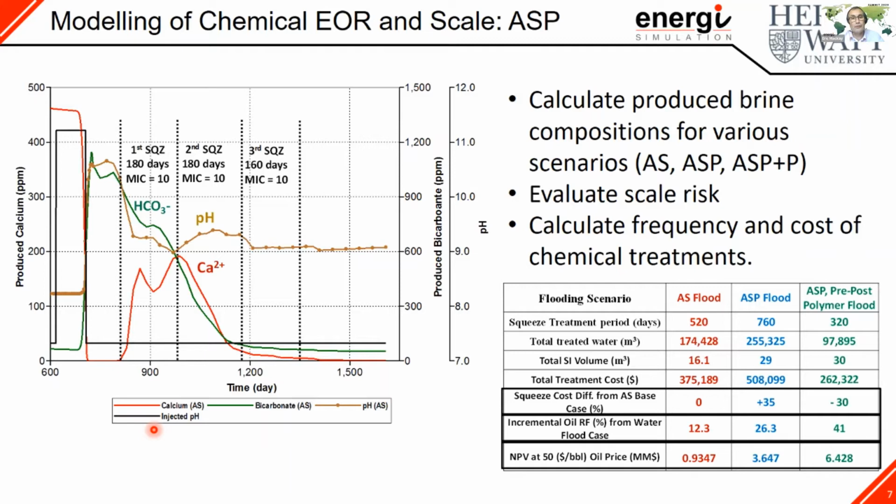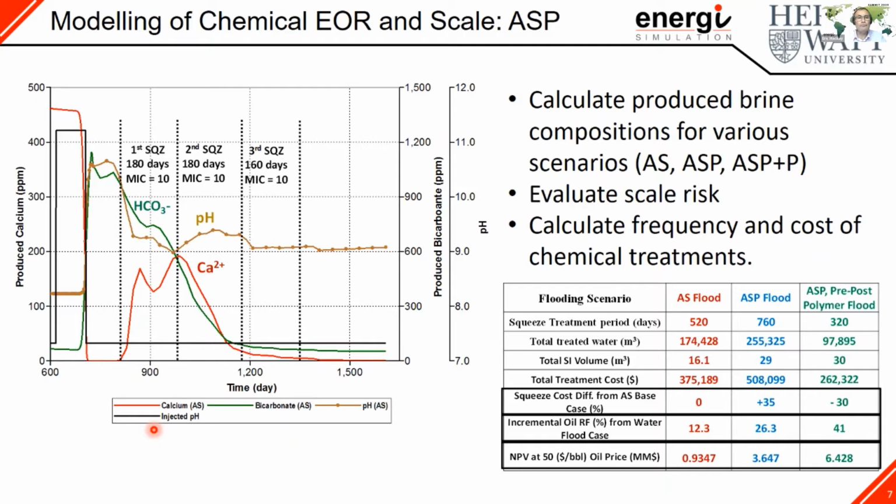This data is then fed into an economic evaluation, so we can calculate the value of the incremental oil, and we can also calculate the cost of chemical treatments to prevent the scaling. And that will give us an NPV calculation, which not only takes into account the extra oil that would be recovered, but also takes into account what can be very significant scale management costs.